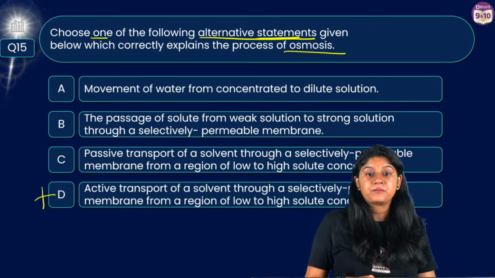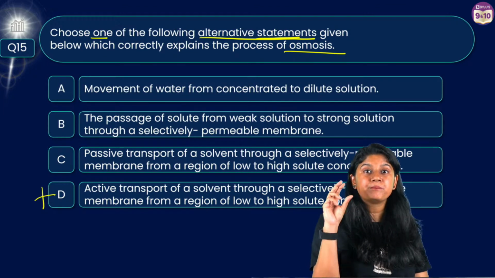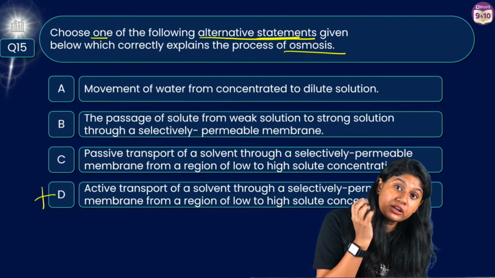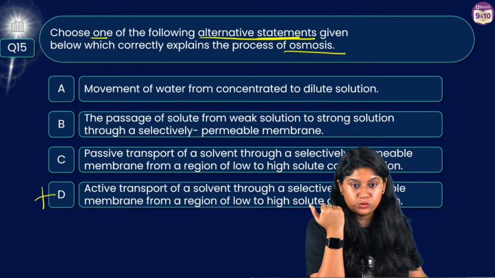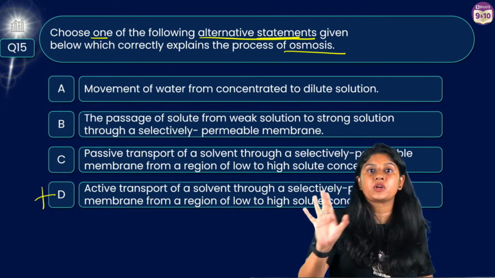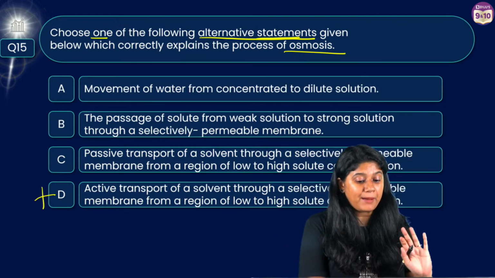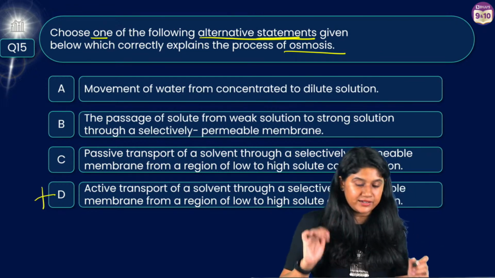Yes, Prachi. Bache, osmosis is a passive transport, not active. Active transport requires energy, the ATP molecules. But in passive transport there is no requirement of energy. Now, the movement of water happening from concentrated to dilute, let's understand this.